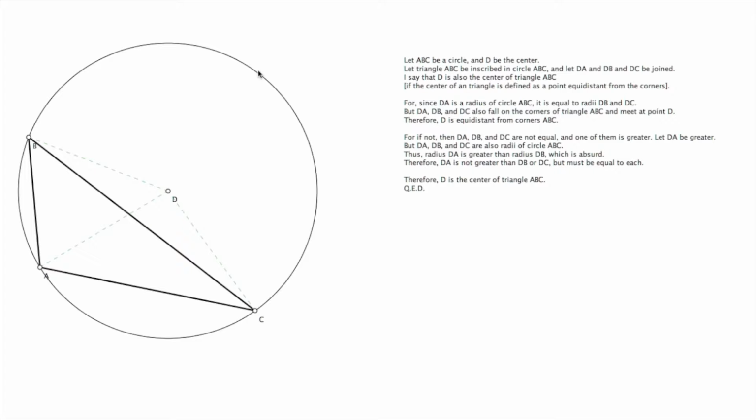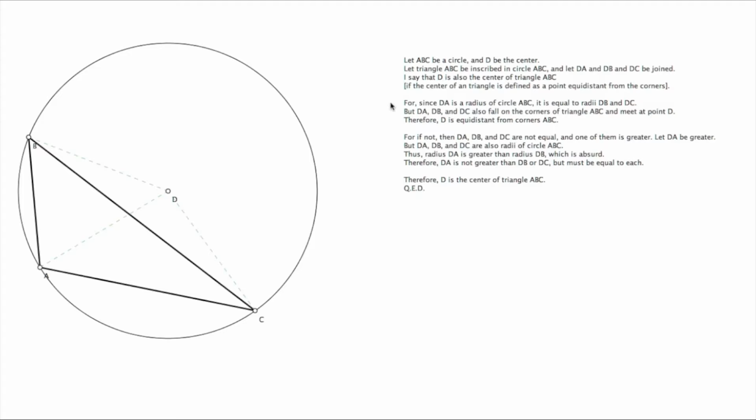So let ABC be a circle, we've got that circle, and D the center, just like last time. Let triangle ABC be inscribed in the circle, and let DA, so a little dashed line here, DB and DC be joined. I say that D, so D is obviously the center of the circle, but we're also going to claim that it's the center of the triangle, even though it lies outside the sides of the triangle. And here again in brackets I've reminded us, if the center of a triangle is defined as a point equidistant from the corners, that's the definition that we're employing here for the center of a triangle.